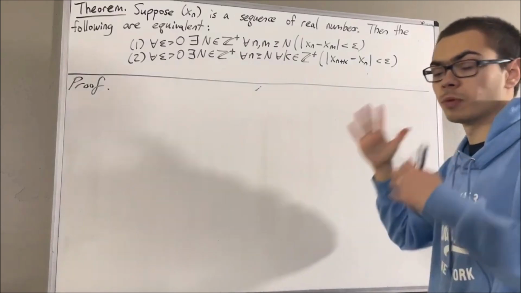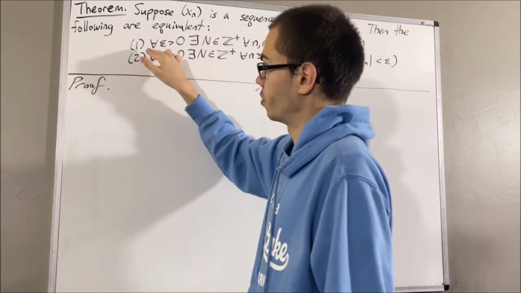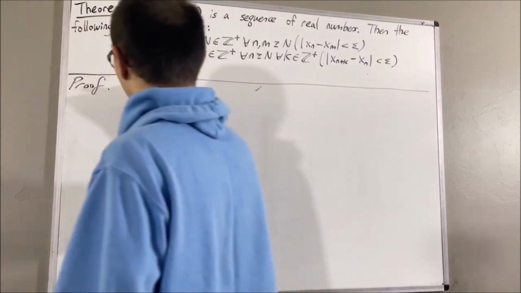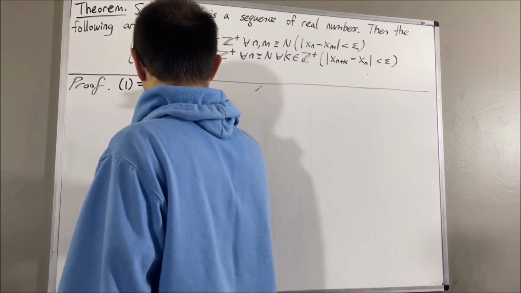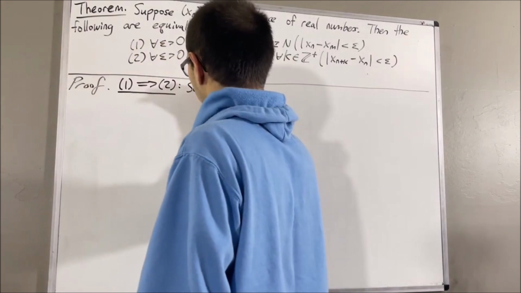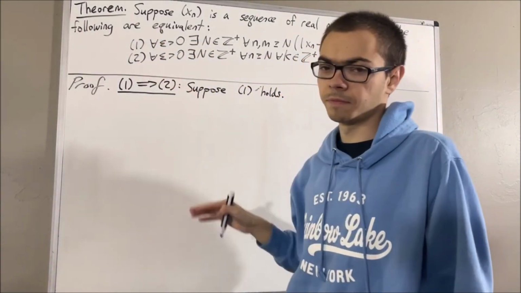To do that, we're going to prove if 1 is true, then 2 is true. And then we're going to prove if 2 is true, then 1 is true. Let's start out by proving if 1 is true, then 2 is true. And so, to prove this, let's suppose 1 is true. From here, the whole goal is to prove that 2 holds.